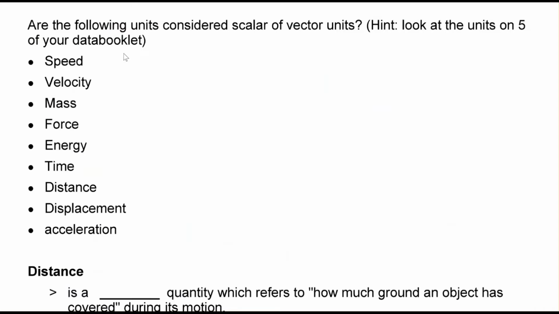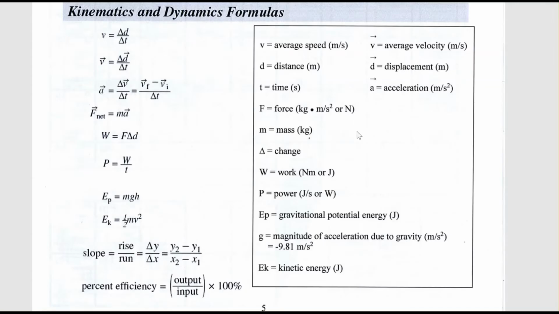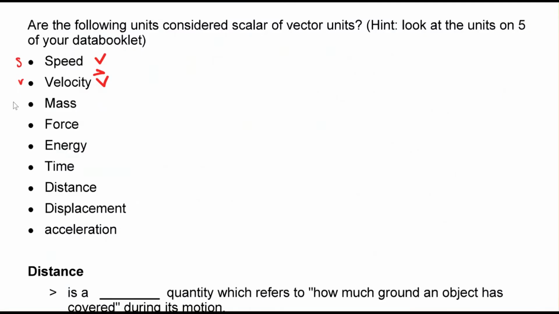So speed or velocity. We already know speed is v with no arrow, and velocity is a v with an arrow. So that's a scalar, and that's a vector. Mass. Let's take a look at mass here for a second. Mass is m, and it's measured in kilograms. M with no direction. Hopefully that makes sense.